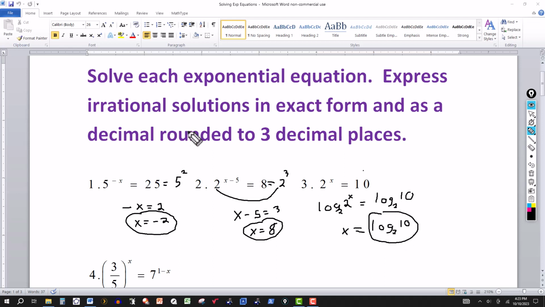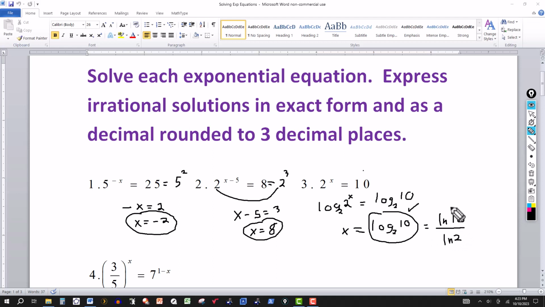But I also want an approximation to 3 decimal places. This is one exact answer here, and I can say, okay, this is equal to, using the change of base formula, the log of 10 to another base. You can use base 10 or base e, the natural log, because that's what your calculator has. So I just say this is the natural log of 10 over the natural log of the base there, which is 2.